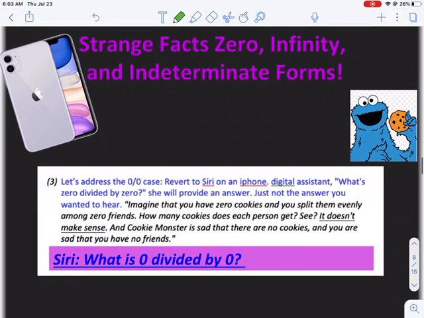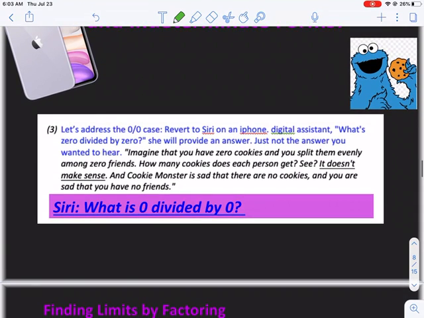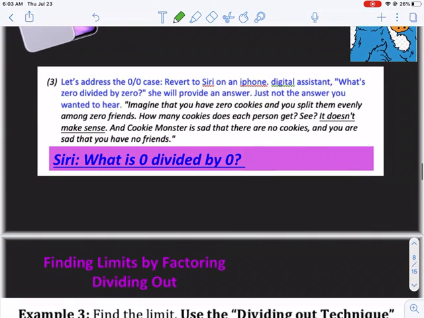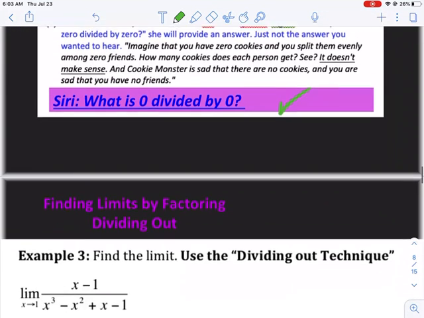All right, so another one is you can take your cell phone and revert to Siri on an iPhone digital assistant. What's 0 divided by 0? She'll provide an answer. Just not the answer you wanted to hear, probably. Imagine that you have 0 cookies and you split them evenly amongst 0 friends. How many cookies does each person get? See, it doesn't make sense. And Cookie Monster is sad that there are no cookies, and you are sad that you have no friends. Most of you probably have heard this before. It's kind of old.